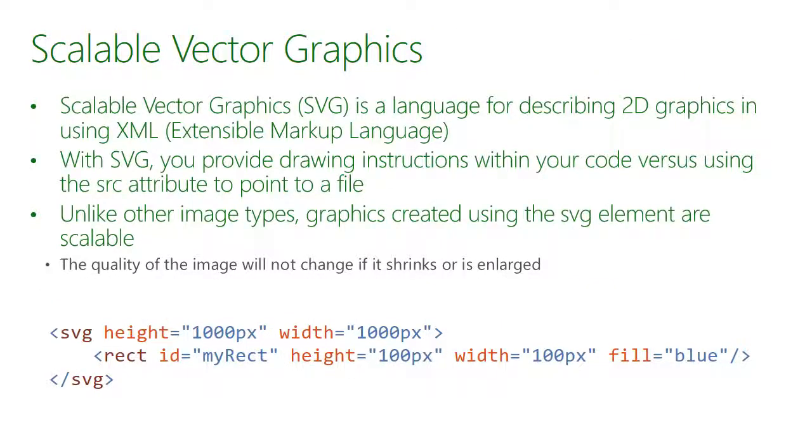So look at scalable vector graphics, also known as SVG. SVG is a language for describing 2D graphics using XML. With SVG, you provide drawing instructions within your code versus using the source attribute to point to a file. Unlike other image types, graphics created using the SVG element are scalable. So the quality of the image will not change if it's shrunk or enlarged. We've just got an example there of creating a blue rectangle again.